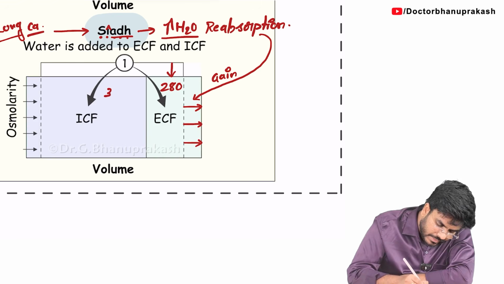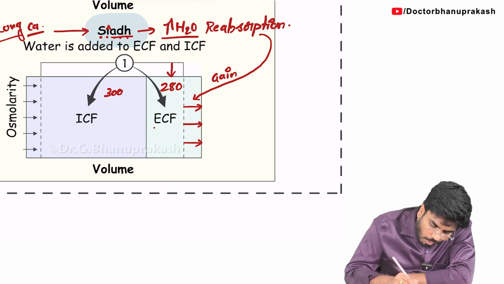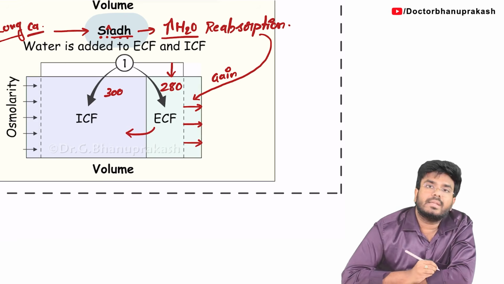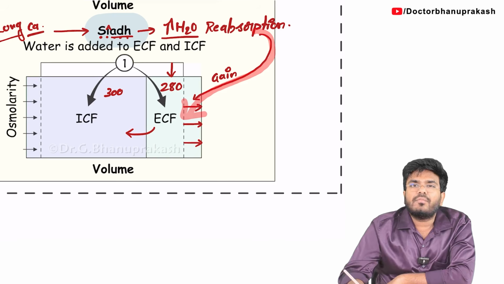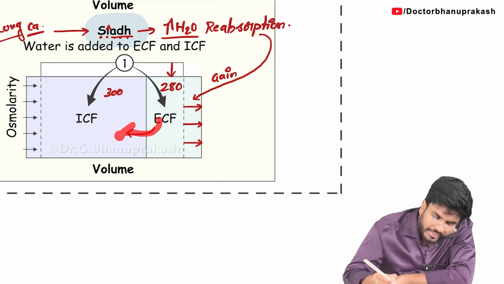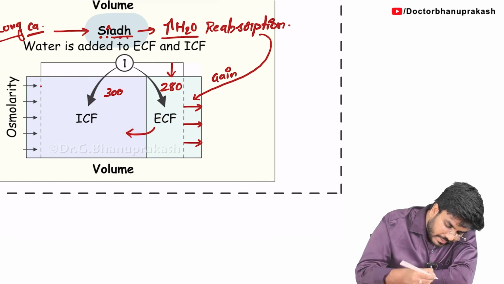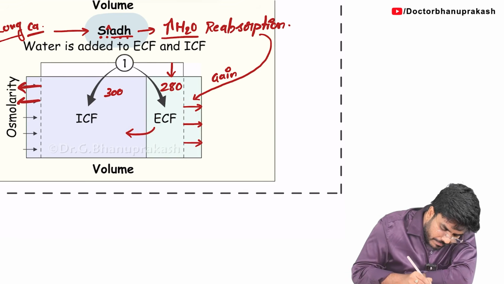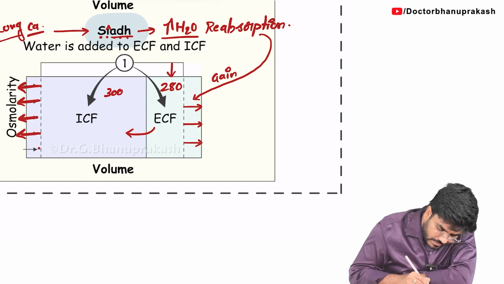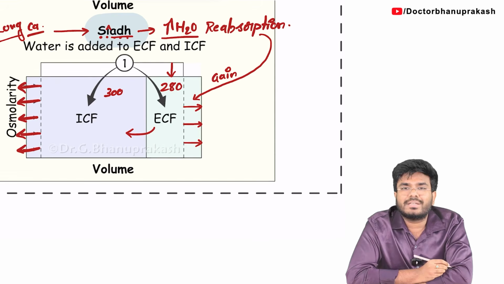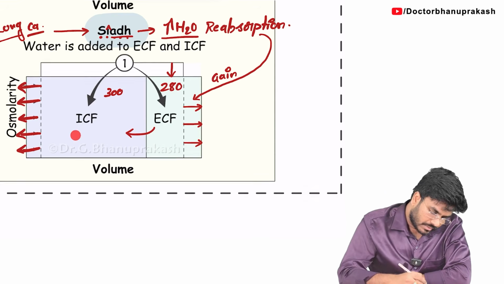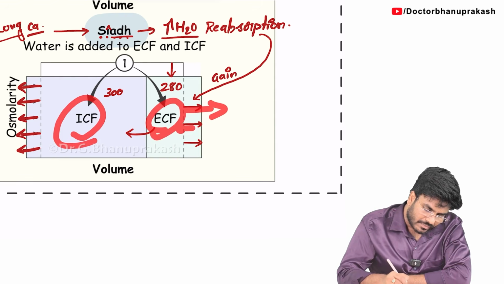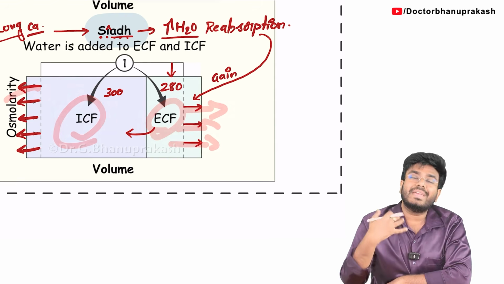Here it is how much? Here it is 300. So now water will move from low towards high osmolarity. The water first comes to the extracellular fluid, and from the extracellular fluid, the fluid is shifting into the intracellular fluid. So that's why intracellular fluids are also increasing. Please change the arrow direction like this. Intracellular fluid is also increasing. So both the intracellular as well as extracellular fluids are increasing because you are gaining water.